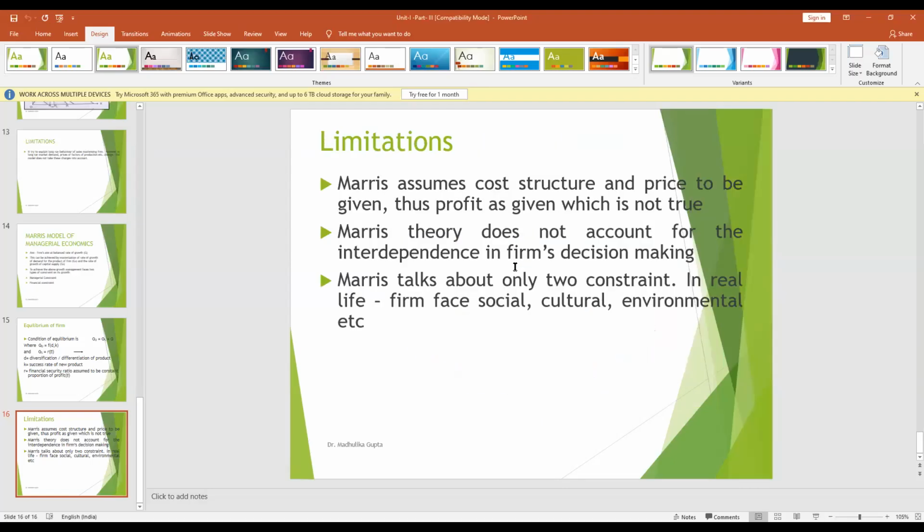In this video, we have studied the theory of the firm, like the BAUMOL theory. It was the static model of sales maximization with advertisement and without advertisement, and the dynamic model of sales maximization. And the next model we studied was the MARRIS model of managerial economics.